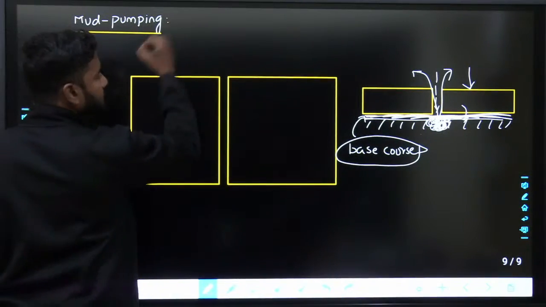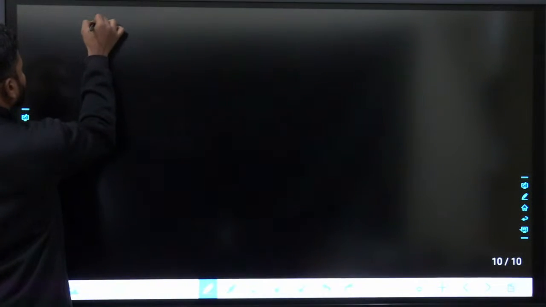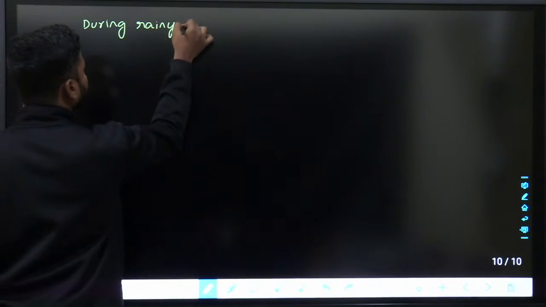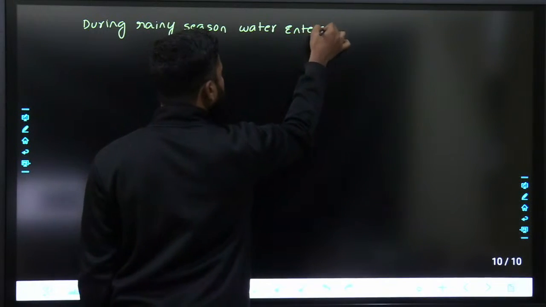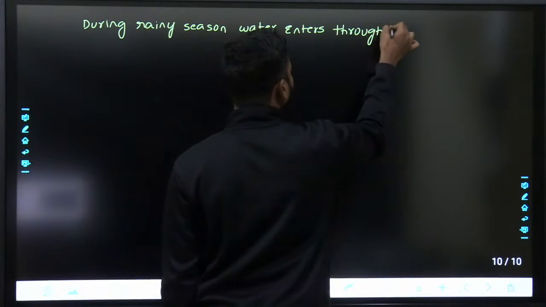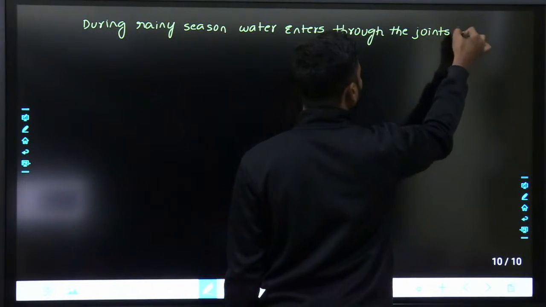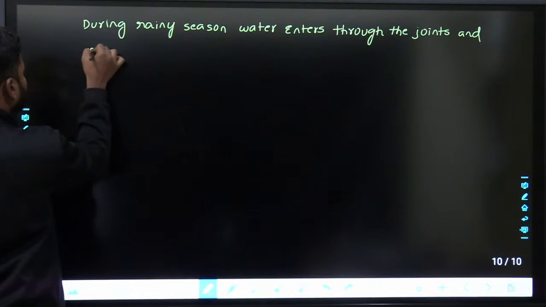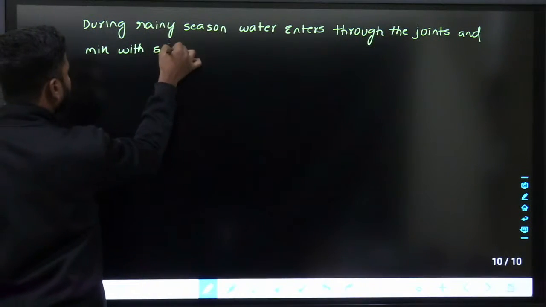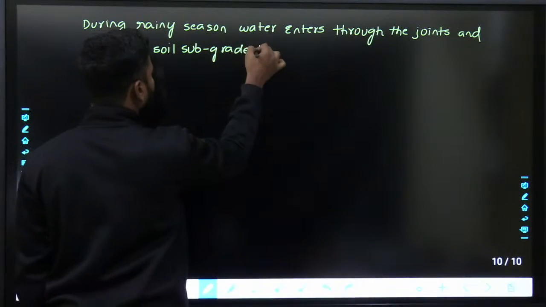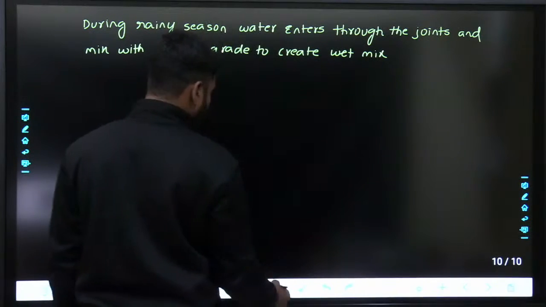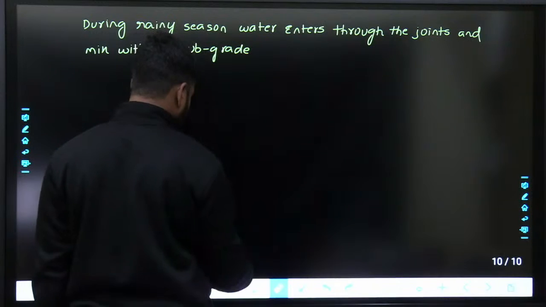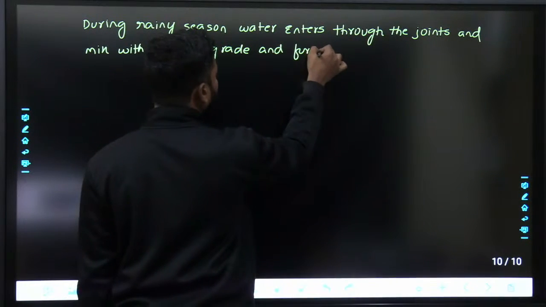Fine. So what you can write over here: during rainy season, water enters through the joints and mixes with the soil subgrade, and forms mud.